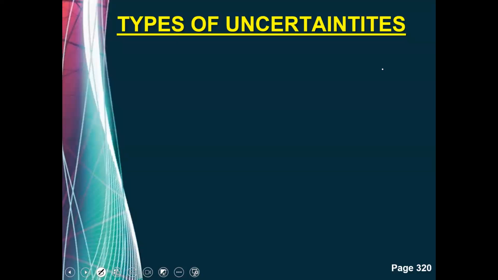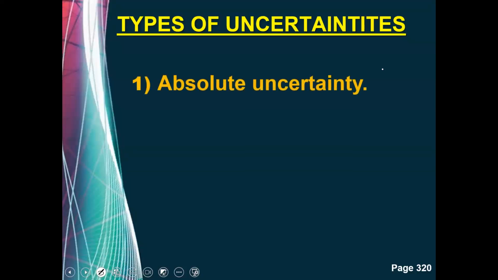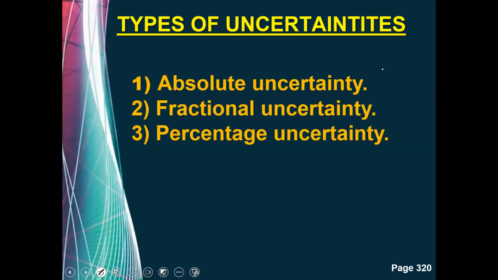Now you have to give a new heading, types of uncertainty. There are three types of uncertainties.